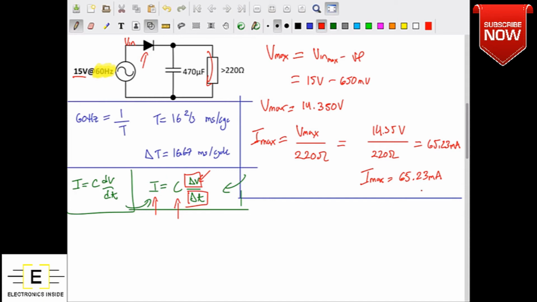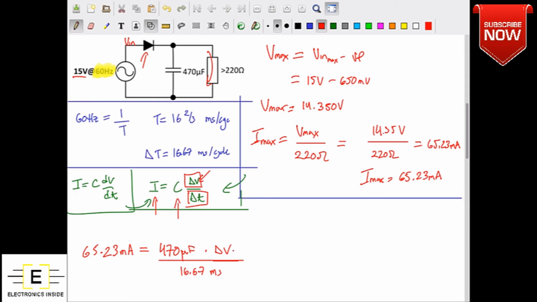So if we actually start plugging in, we get that our total discharge current, which we computed as 65.23 milliamps, is equal to our capacitance, which we said was 470 microfarads, times the maximum supply ripple, divided by our discharge period, which we said was a discharge time of 16.67 milliseconds for every one of those discharge cycles. So here we have a simple equation which will give us our estimate for our supply ripple.